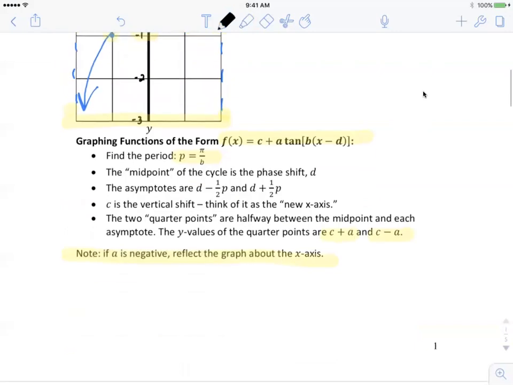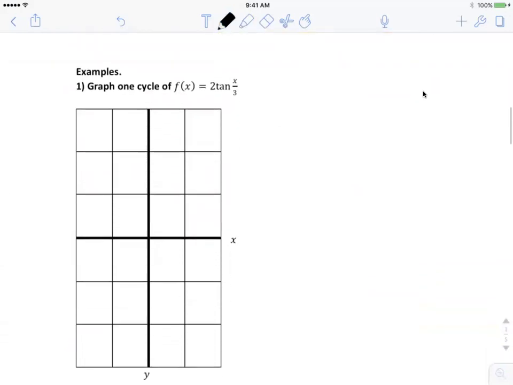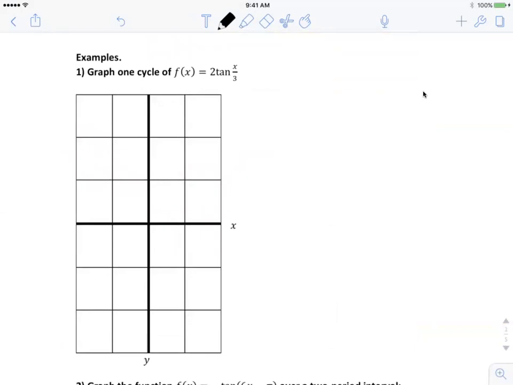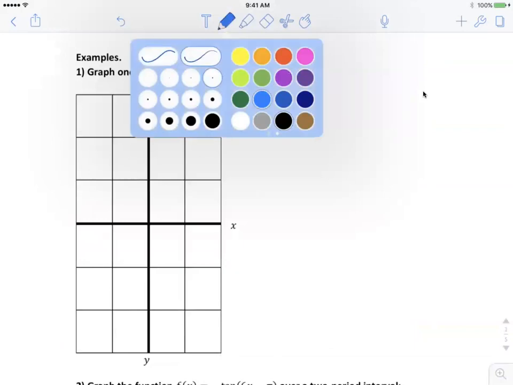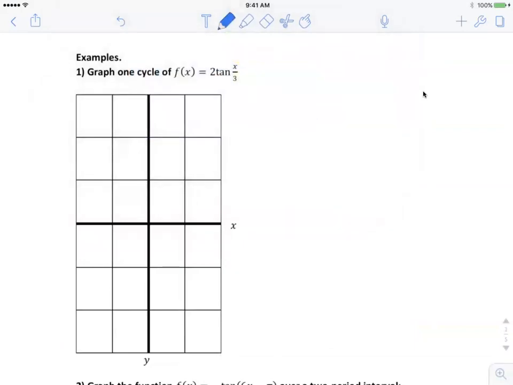Let's go to the next example, and maybe I'll refer back to all that highlighted mess. Okay, so we got 2 tangent x over 3. So the first thing I'm going to do is find the period. Let's actually do this in blue so it stands out a little bit. So the period is pi divided by b. In this case, the b is 1/3. Right? X over 3, same as 1/3 x, which is pi times 3 over 1, just 3 pi. Okay, so your period is 3 pi.